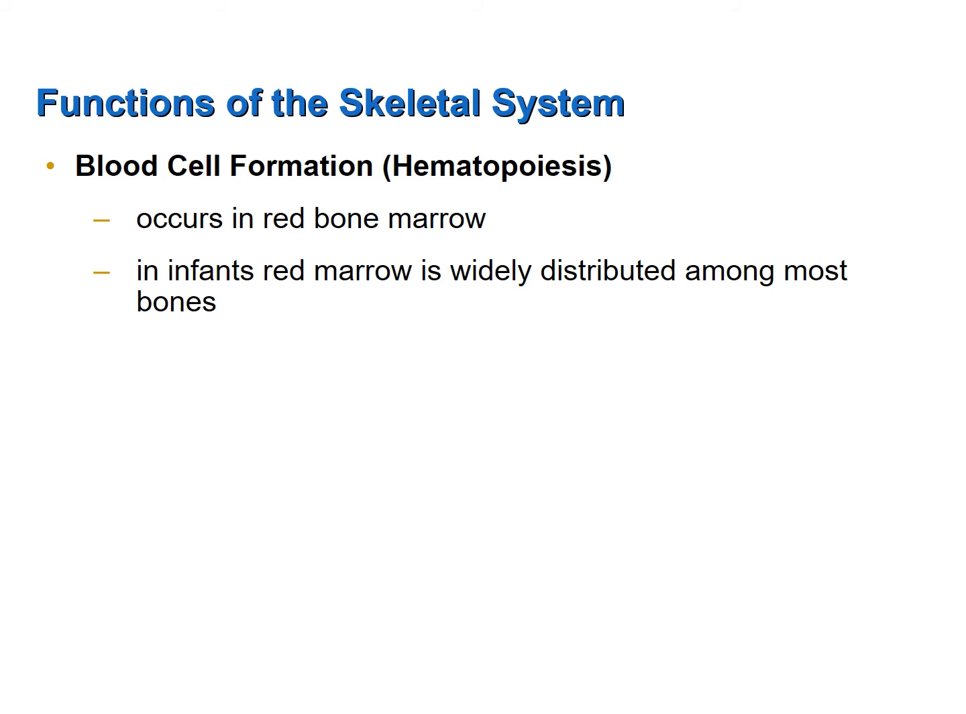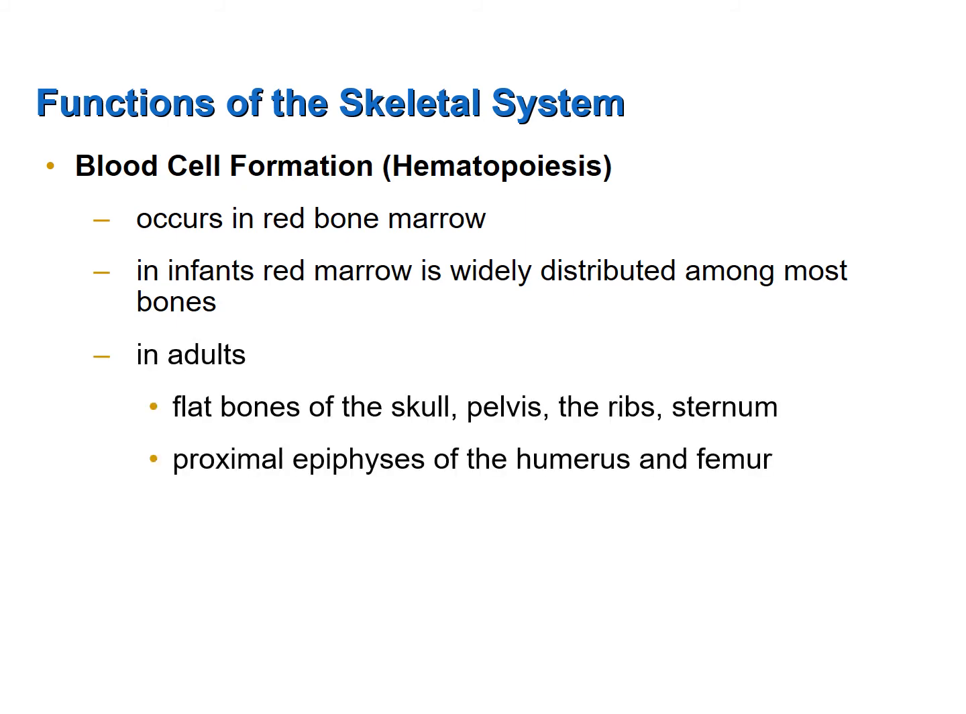As we age, more and more red bone marrow is replaced by yellow bone marrow, such that as an adult, hematopoiesis only occurs in the flat bones and also in the proximal epiphyses of the humerus of the arm and the femur of the lower appendages.